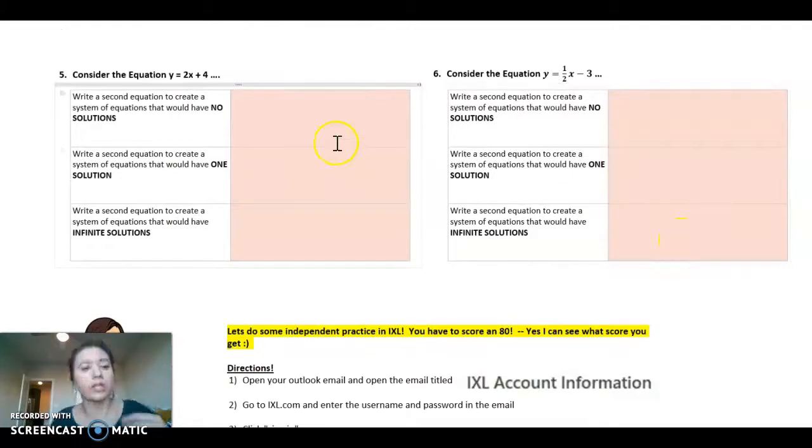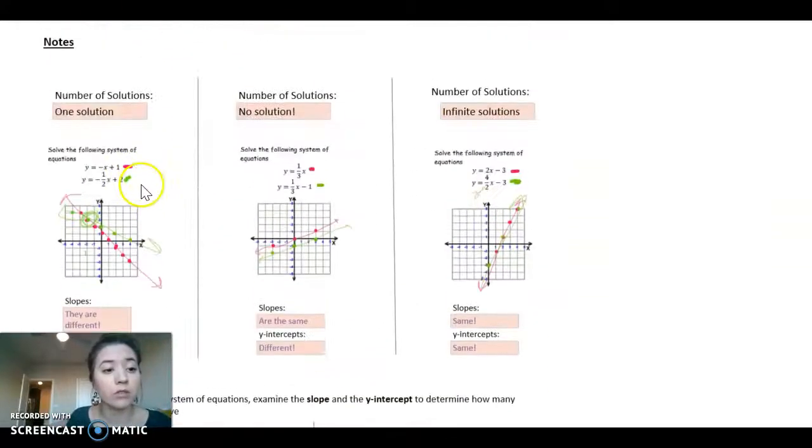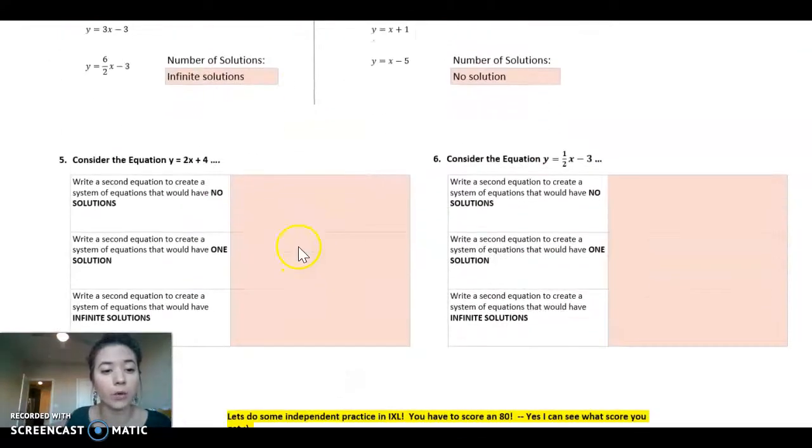The last thing we're going to do is write a second equation to create a system. So let's say you have the equation y equals 2x plus 4. And I say create a system that would have no solutions. Well, no solutions needs to have the same slope but different y-intercept. So I'm going to write an equation with the same slope but a different starting number. Let's say 2.